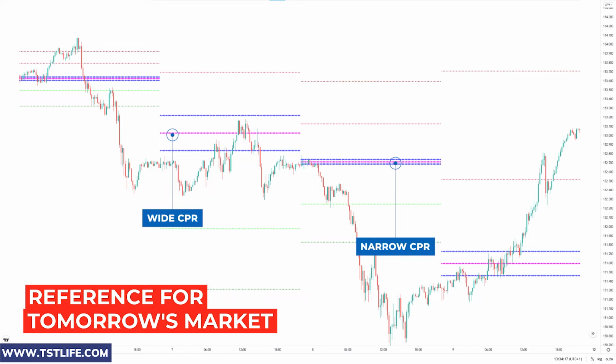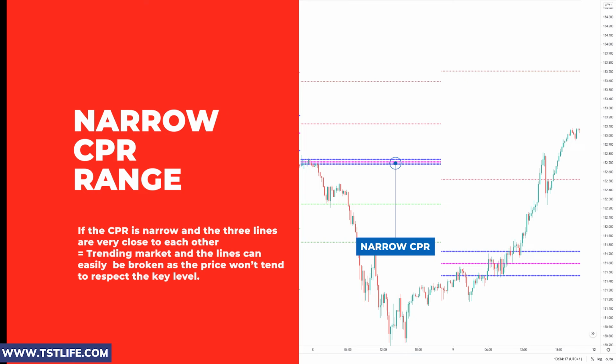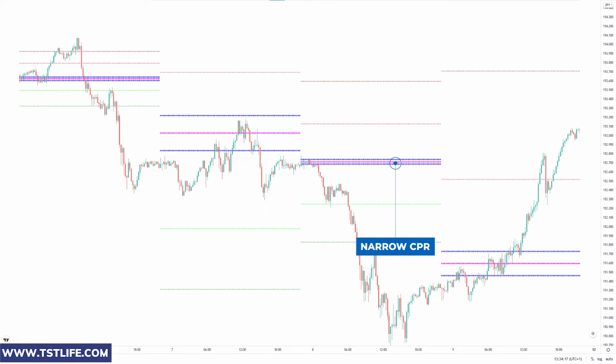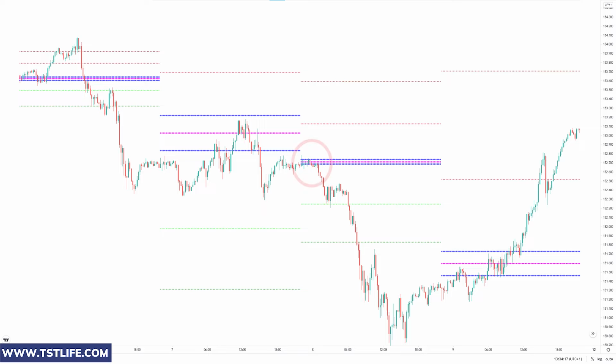This is a leading indicator, so the CPR range we have added to our chart represents the key levels recorded the previous day. If the CPR is narrow and the three lines are very close to each other, this means that we are looking at a trending market, and the lines can easily be broken as the price won't tend to respect the key level. The price will mostly move in one direction, and you can enter the market when a reversal is formed. This is an example where the CPR is pretty narrow. The market was trending throughout the entire day, and the price broke the CPR levels multiple times.